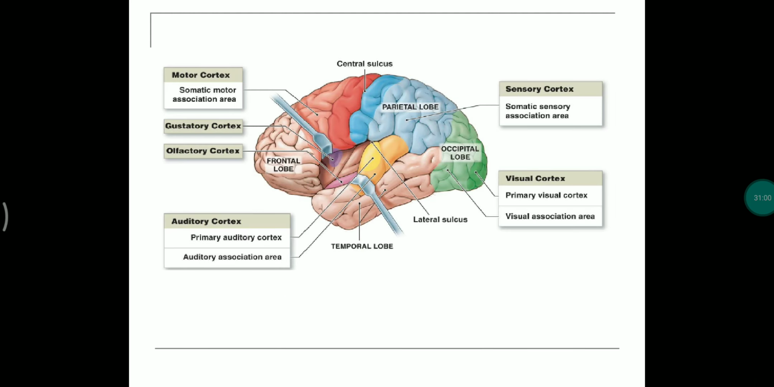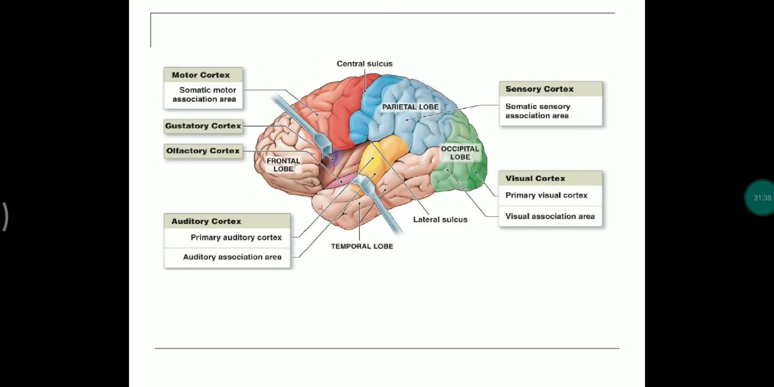So here you can see the motor cortex, sensory cortex, visual cortex, and auditory cortex. In these areas we can see the primary sensory areas. The first one is the motor cortex, which is present in the precentral gyrus. In the precentral gyrus, we also see the somatic motor association area. The next ones are the gustatory cortex and olfactory cortex. The gustatory cortex helps in sensing taste. The olfactory cortex helps in sensing smell.